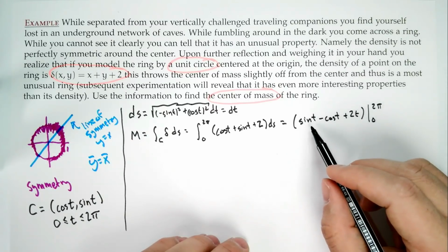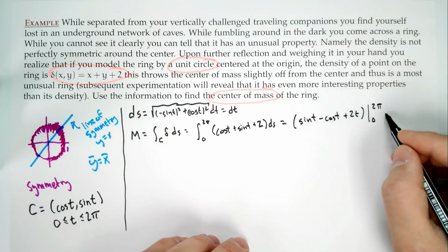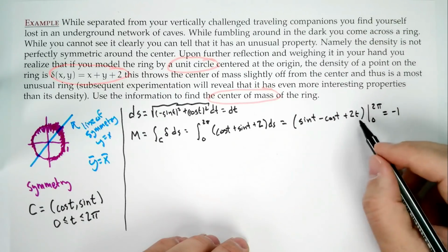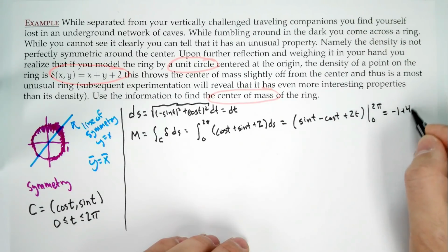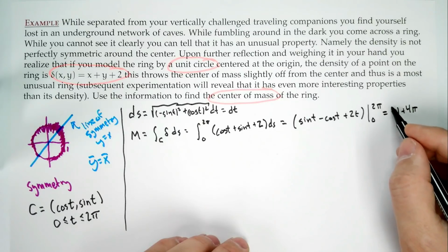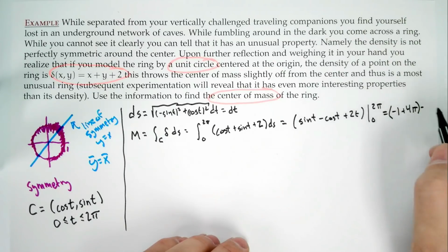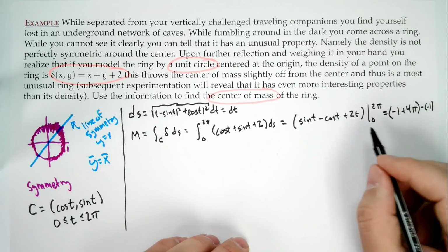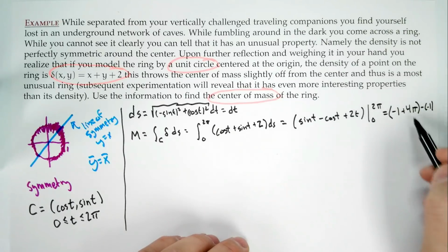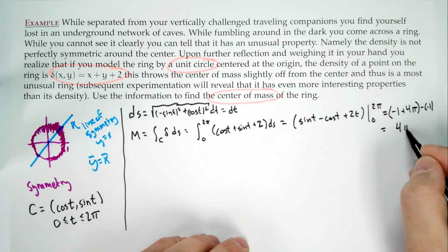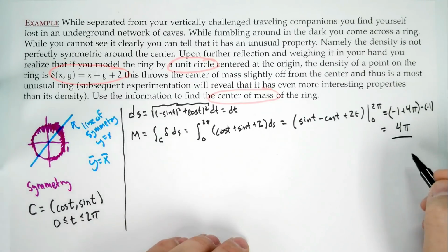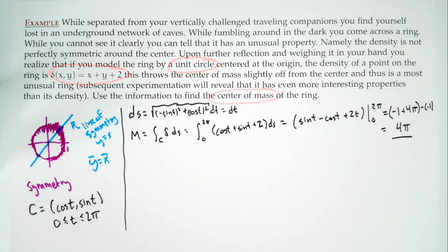Well, sine of 2 pi is 0. Minus cosine of 2 pi is minus 1. Plus 2 times 2 pi is 4 pi. And then we're going to subtract sine of 0, 0. Minus cosine of 0 is minus 1. And 2 times 0 is 0. Well, the minus 1's cancel, so we end up with 4 pi. So there's our mass. Good. Now that's not enough for us to find the center of mass, but we definitely need that information to make progress. Now the next thing we need is the moment.